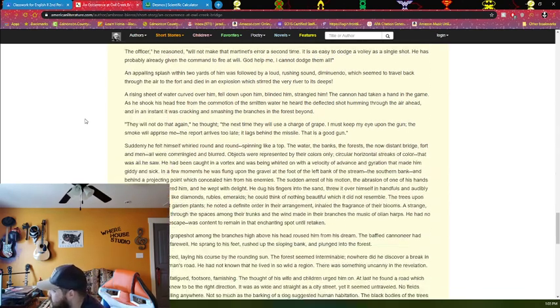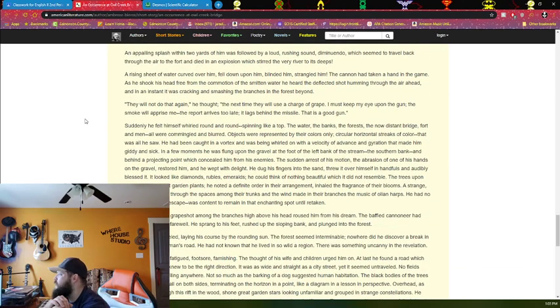An appalling splash within 2 yards of him was followed by a loud rushing sound, diminuendo, which seemed to travel back through the air to the fort and died in an explosion which stirred the river to its deeps. A rising sheet of water curved over him, fell upon him, blinded him, and strangled him. The cannon had taken a hand in the game.